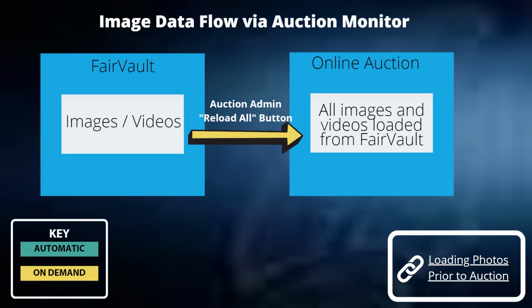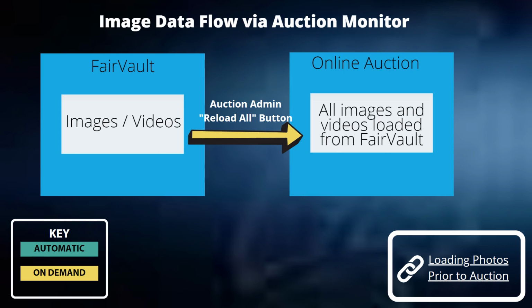Images. We get this question quite frequently about how images work. Any images and videos that were loaded into FairVault via online entries will move over to the online auction. After you've provisioned, you'll log into your admin site and go into the Fair Setup module, click on Images and Videos, and then there's a button that says Reload All.